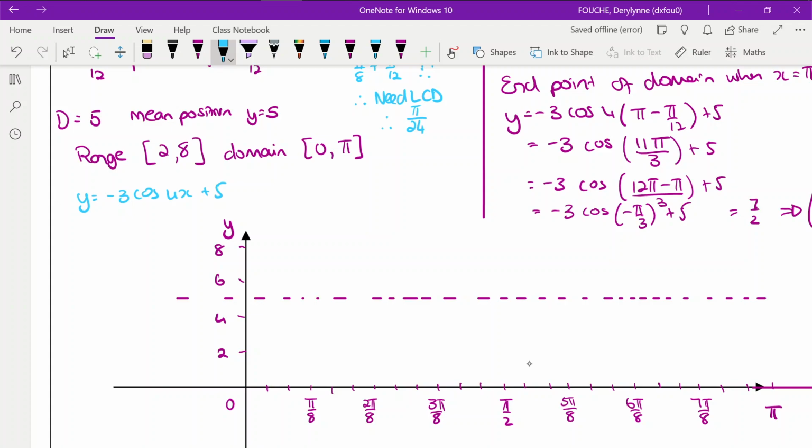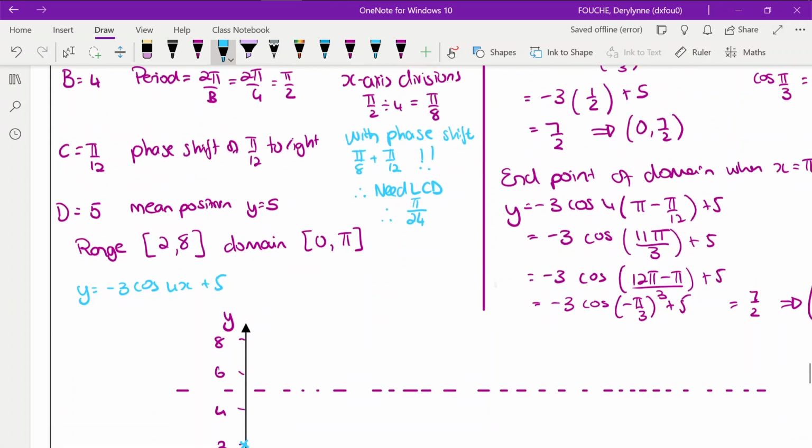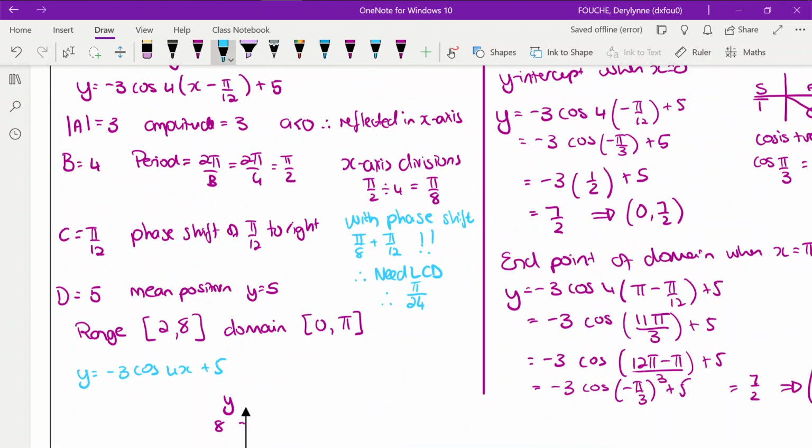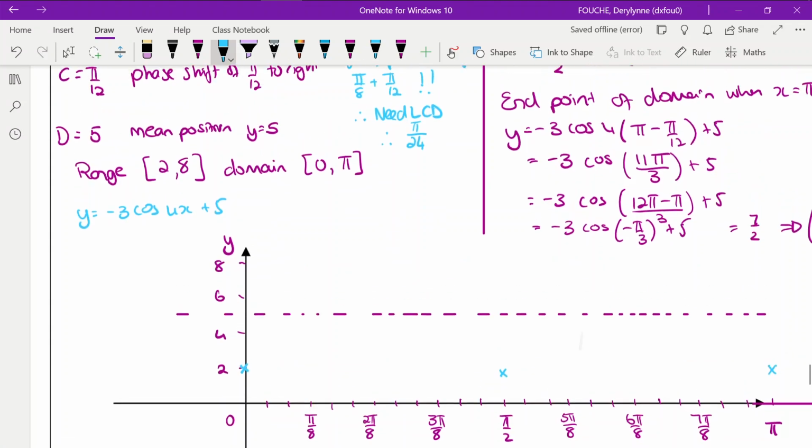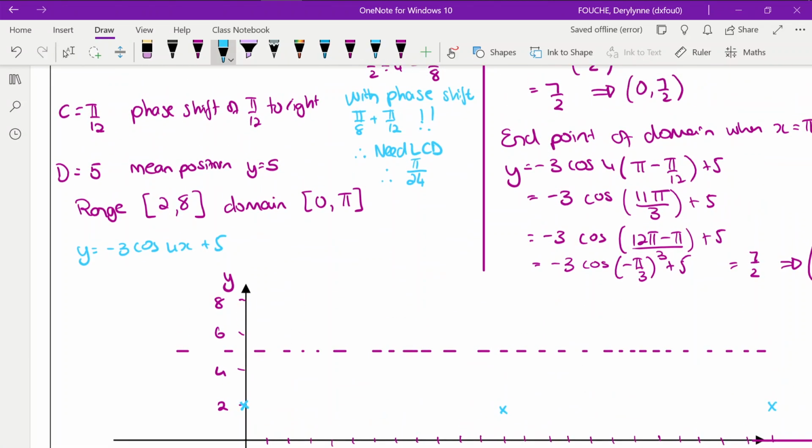Okay, I know that I'm going to be starting at 2. Okay, and my period is pi on 2. So I know that at pi on 2, I'm going to reach 2 again, and at pi I'm going to reach 2 again. This is a cos graph, a negative cos graph, that's why I'm starting down at the bottom. Okay, but then halfway I know that I'm going to be at the top of my cycle.